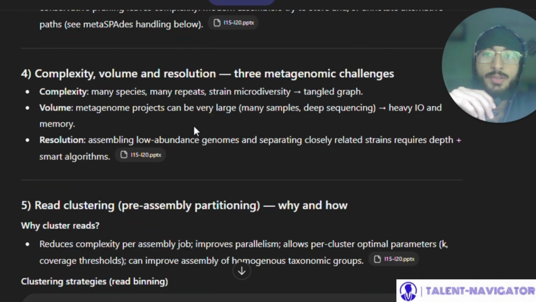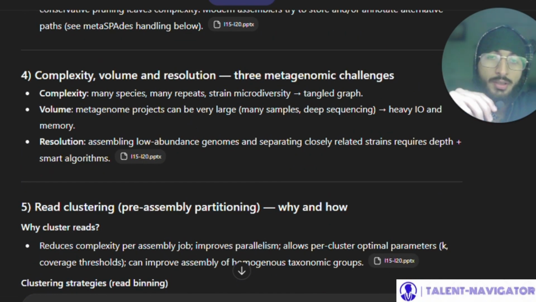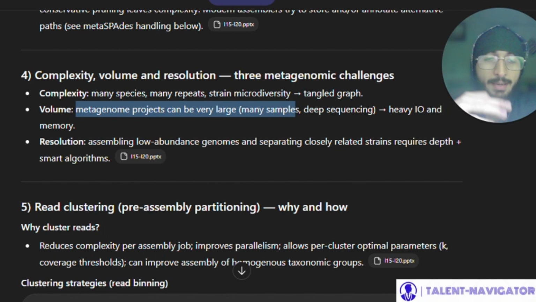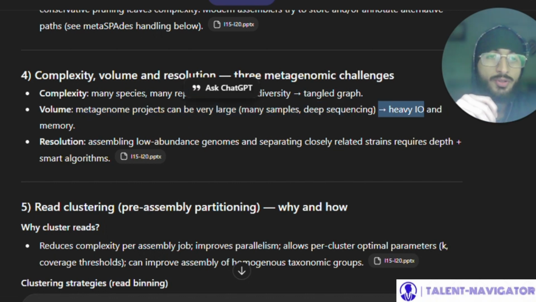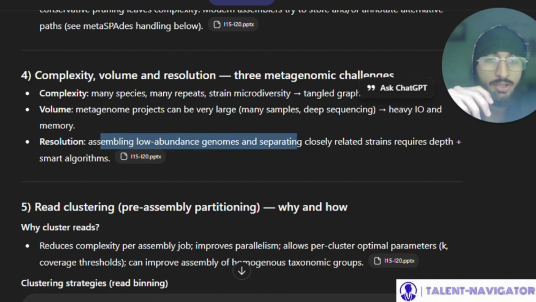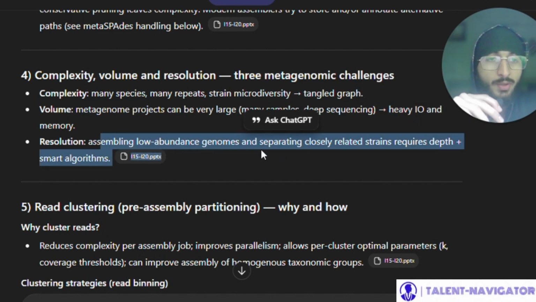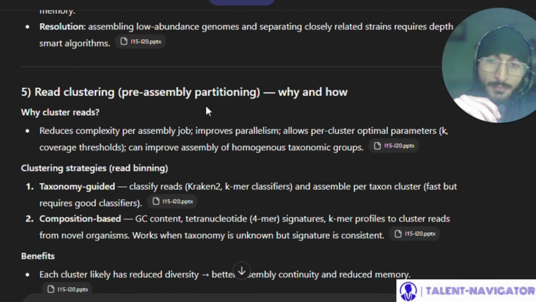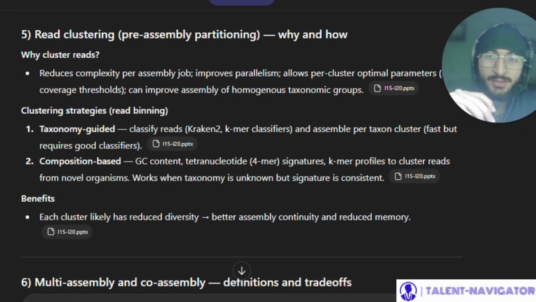Now moving on, complexity, volume, and resolution, three metagenomic challenges. Many species, many repeats, and strain microdiversity lead to higher complexity, which leads to a tangled, complex graph. Then we have volume. Metagenome projects can be very large in sample size or sequencing, which causes heavy IO and memory. And then we have resolution, which is basically assembling low abundance genomes and separating closely related strains requires depth plus smart algorithms.